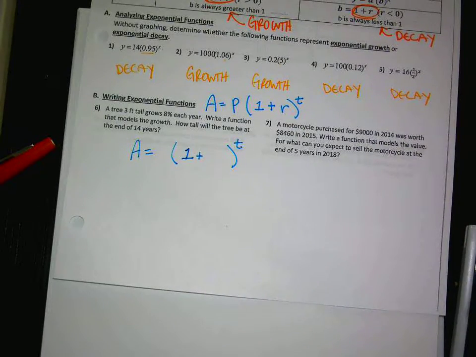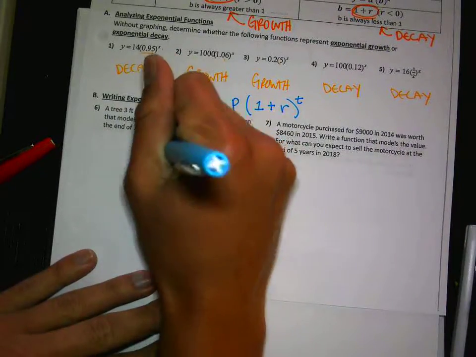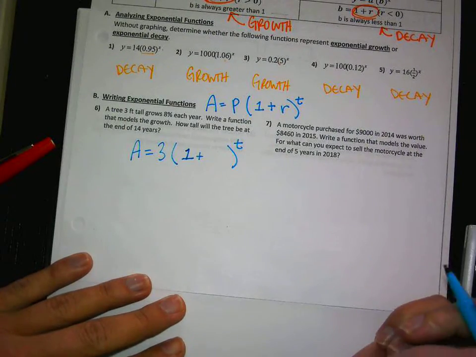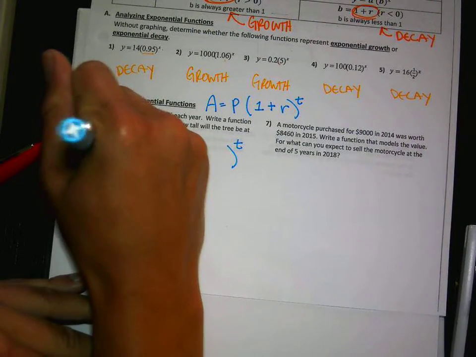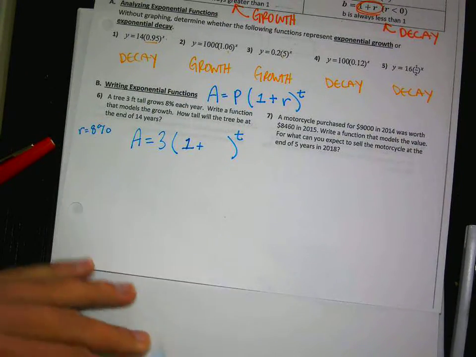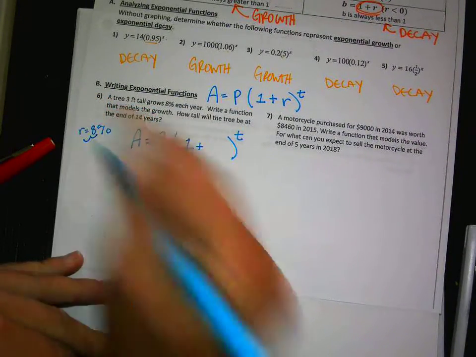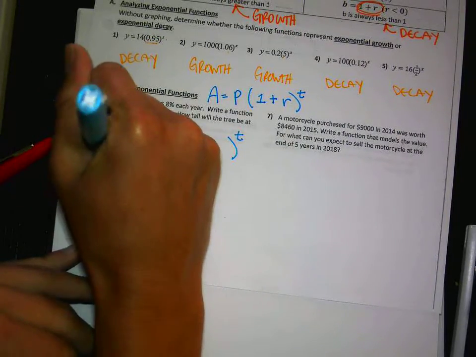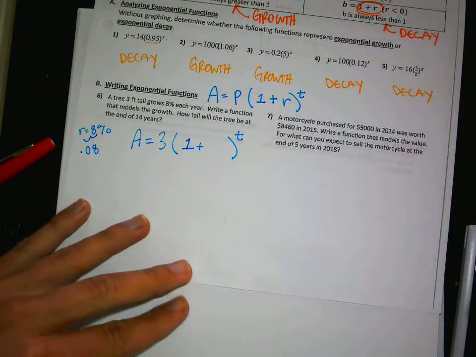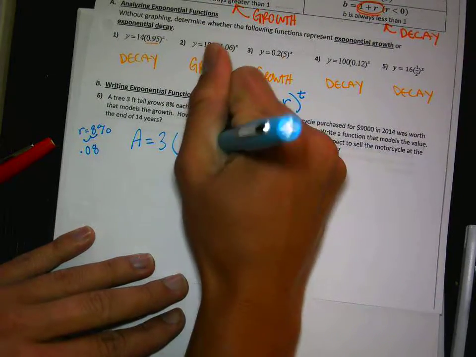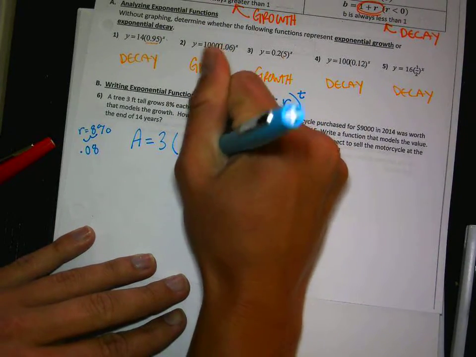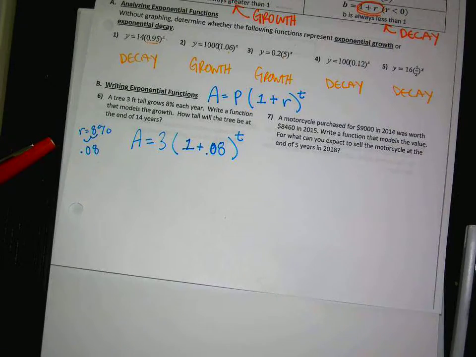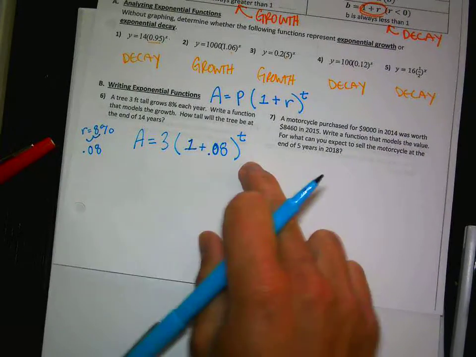All right, so what is my starting value? 3, and then my rate? Good. So the rate right now is 8%, but remember you need it as a decimal. So we're going to take this decimal, move it 2 spots to the left. So the rate we're going to plug into the formula is 0.08. All right, so that's my function.